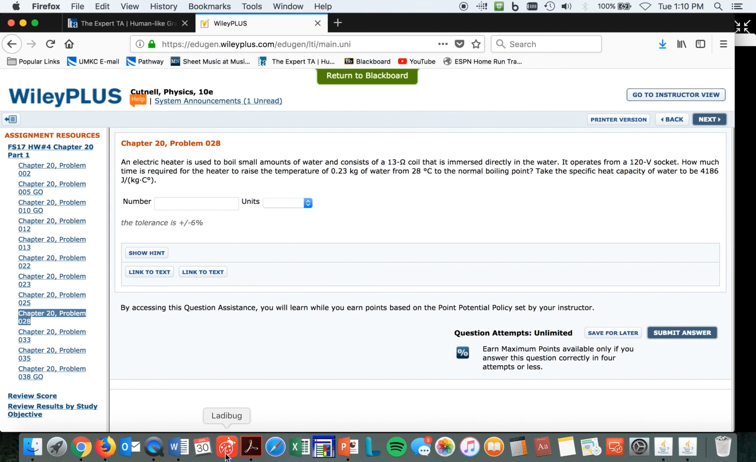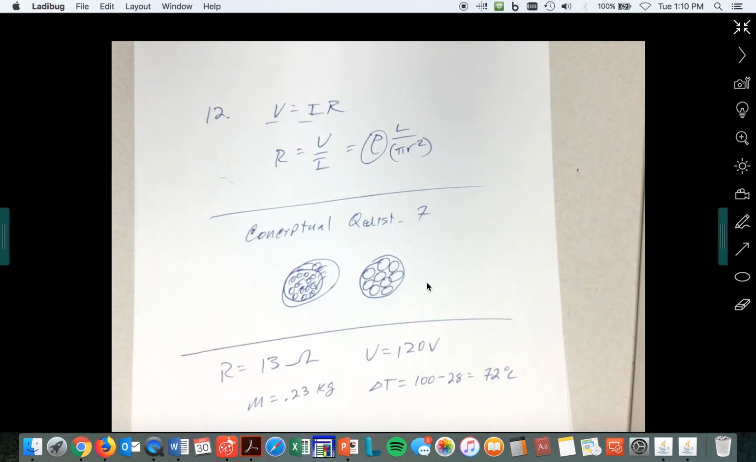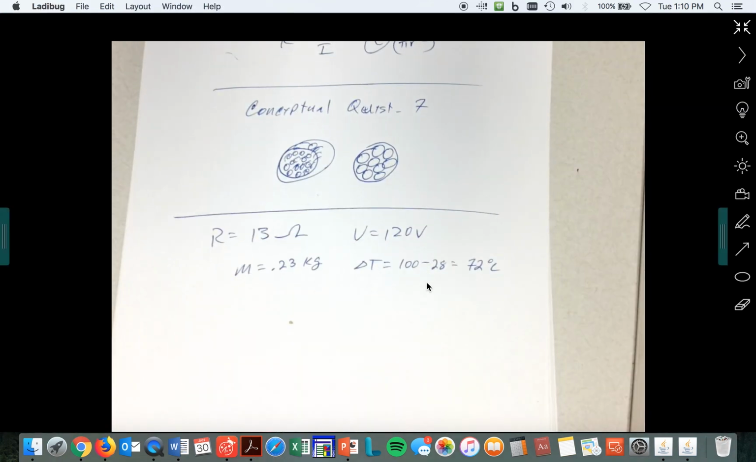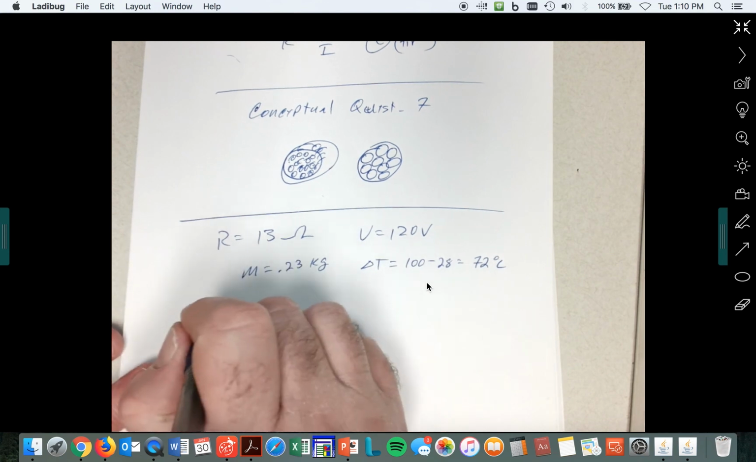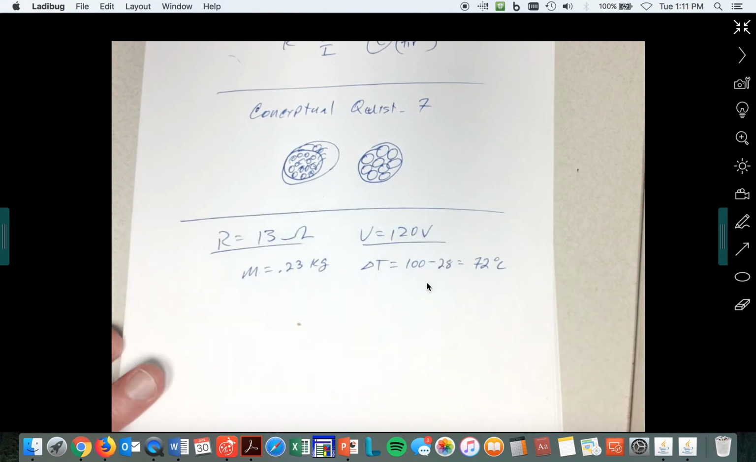What are we doing here? How long is it going to take? How much energy? So here we go. So how long? If we're given this, how long is it going to take?